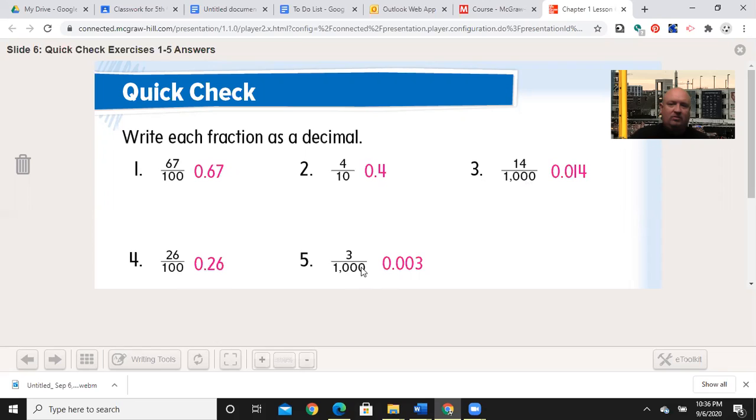3 thousandths. We have a 3. There are 3 decimal places, so I need 3 zeros, so I need 3 decimal places. I have a 3 there. Annex 2 zeros so that I can have 0.003. That's a whole lot of 3 right there.